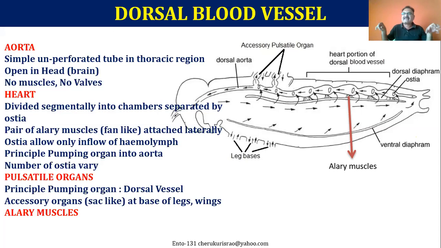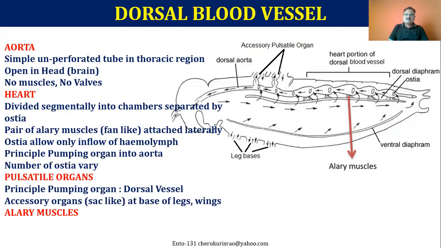These muscles look like a fan-like structure. And these alary muscles are very, very important. We have seen in the previous picture the dorsal diaphragm and the ventral diaphragm. These alary muscles are connected to the diaphragm on one side and to the heart on the other side. So there is a mechanism so that the heart relaxes and closes. If it is relaxing, these holes open and the blood moves inside. If it is closing, the ostia close so that blood moves forward.